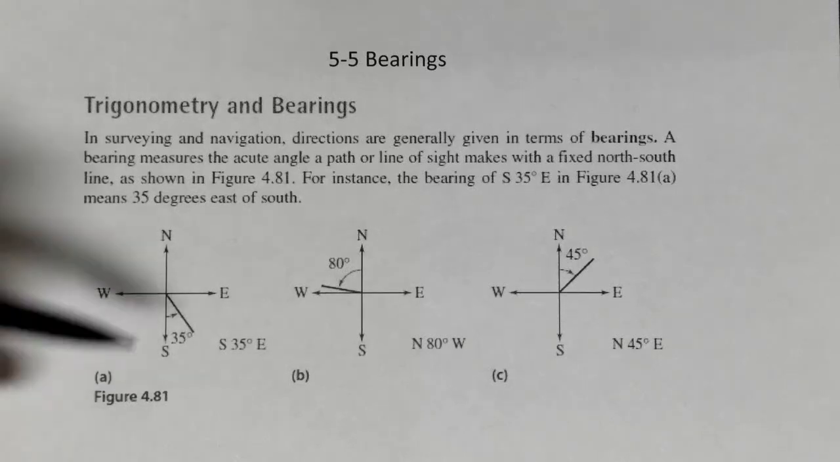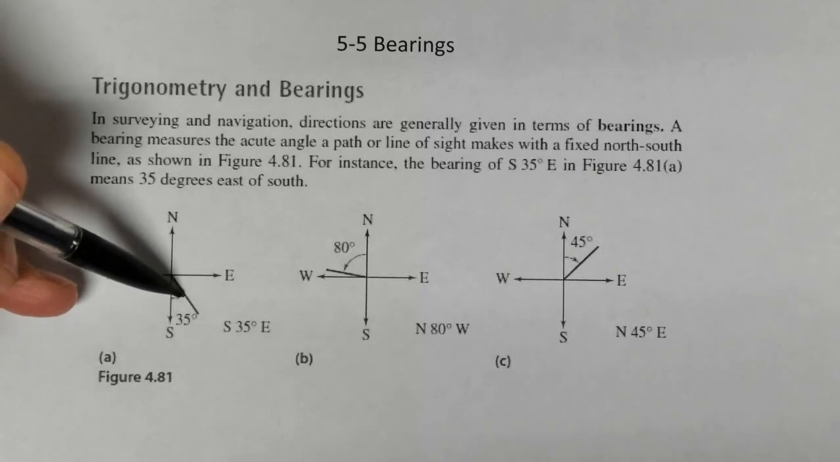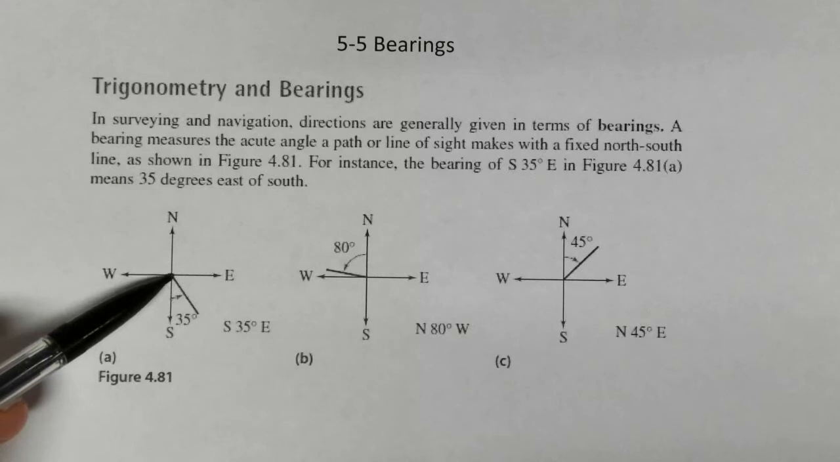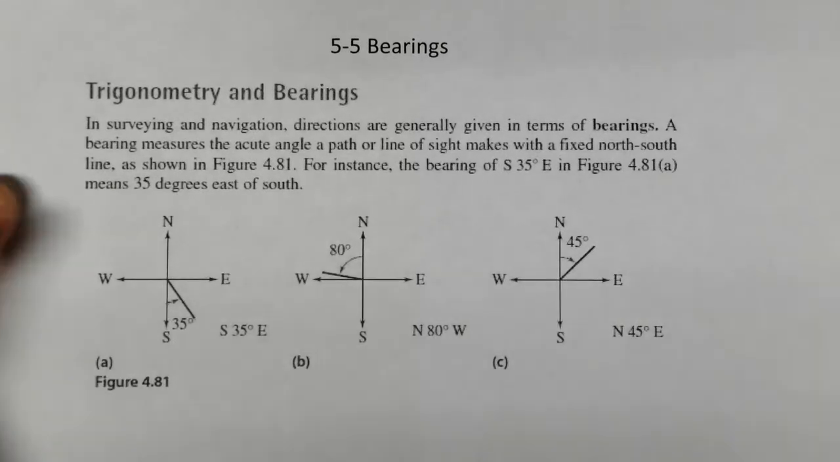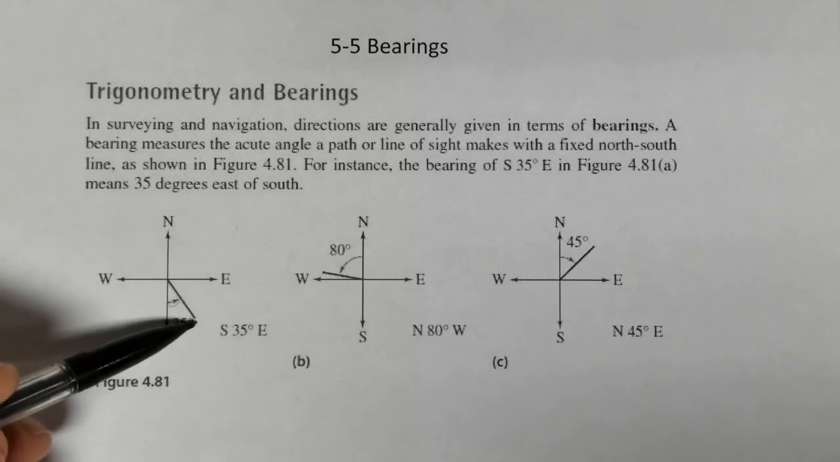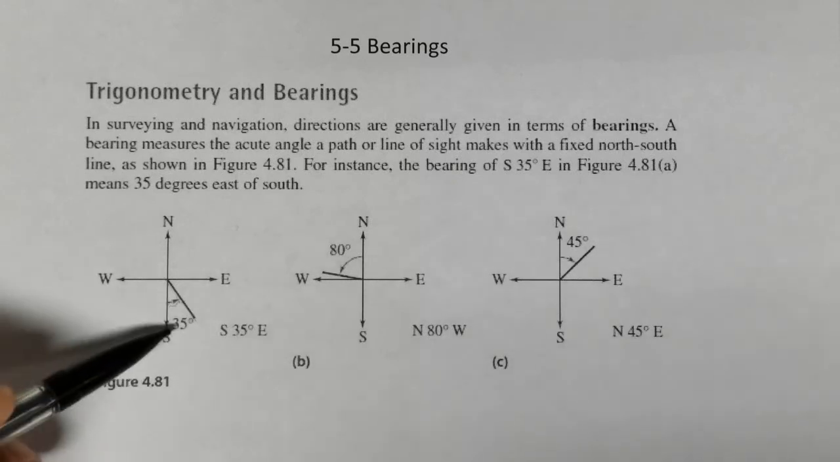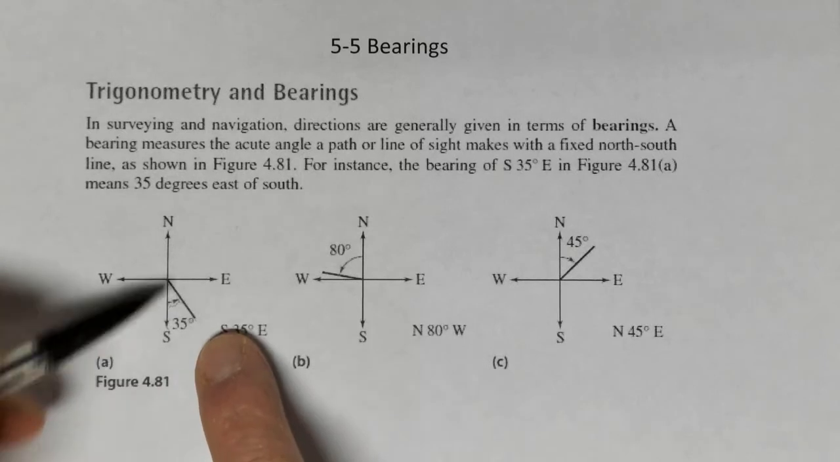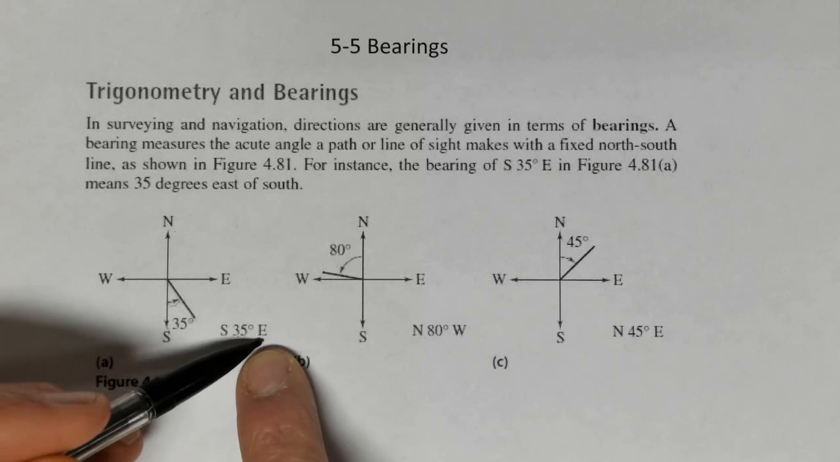So to get the bearing, you want to see what the acute angle is off of that north or south line. For example, if you're headed this direction in your boat or plane or whatever vehicle, you want to see what this acute angle is between the line of that direction and the south line. If that angle is 35 degrees, then the bearing is written with the north-south direction first, so it's south 35 degrees east.